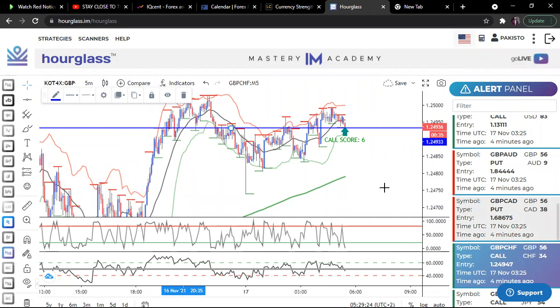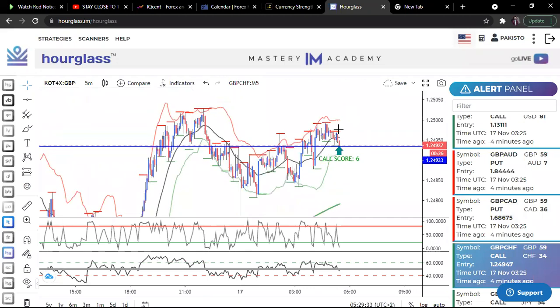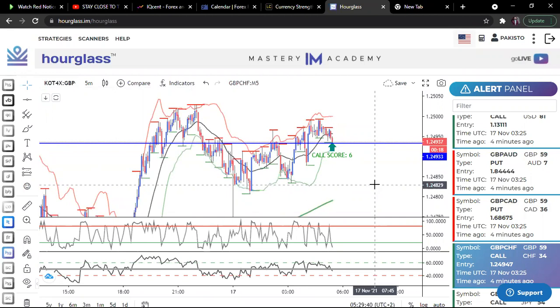So let's all go to GBP CHF. Let's see how this market is going to play out in the next 30 seconds. I'm anticipating a buy opportunity on this market. So we might just take a 3 minutes fixed time, ladies and gentlemen, on GBP CHF. We might just be anticipating a reversal at this level in the next 10 seconds.